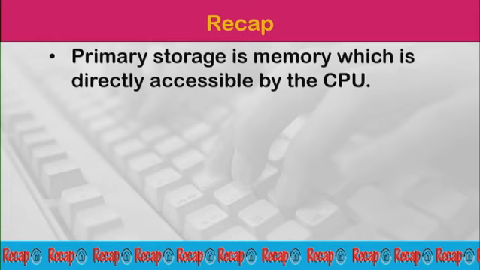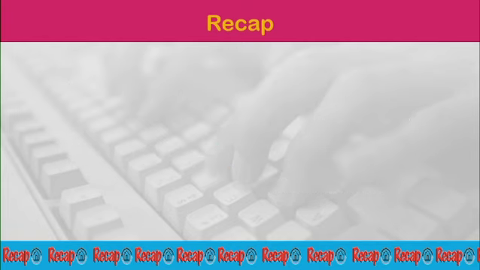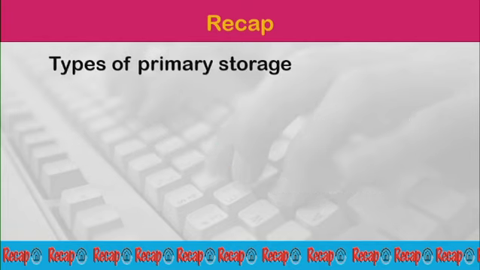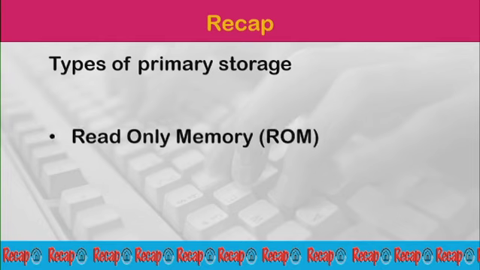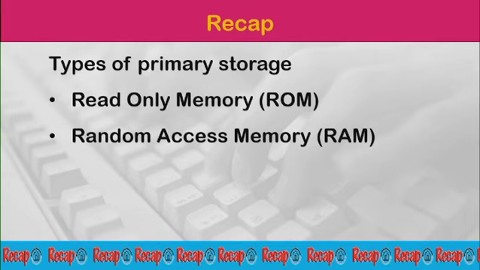Primary storage is memory which is directly accessible by the CPU. Primary storage is also known as internal memory or main memory. Types of primary storage are read-only memory, random access memory, and cache memory.